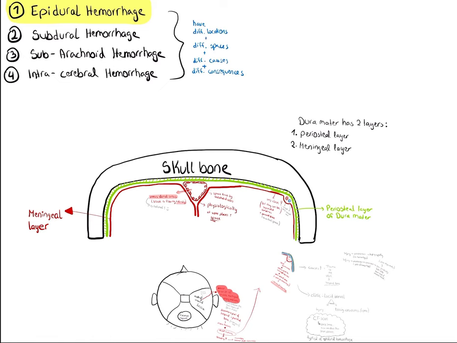Today I'm going to explain epidural hemorrhage. There are different types of hemorrhages. We have the epidural, the subdural, subarachnoid, and the intracerebral hemorrhage. All four types have different locations, different spaces, different causes, and different consequences.